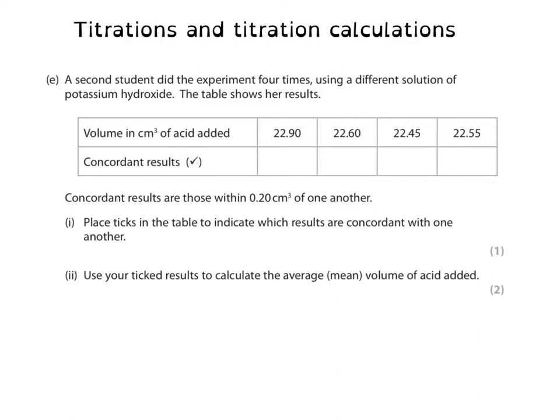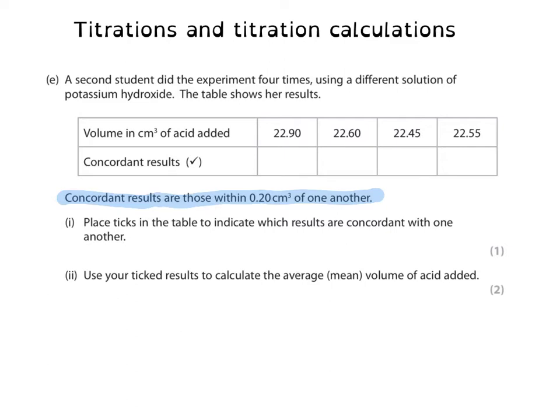So this time they've given you the final volume of acid added, and they've given you 4 experiments, and they've asked you to work out which ones are concordant. At GCSE they're telling you that that means they have to be within 0.2 centimetre cubed of another. At A level, again, they don't give you that information anymore. So which results are concordant with one another?